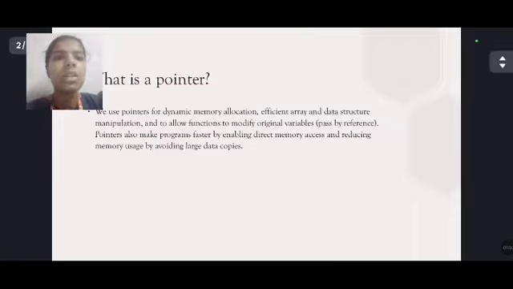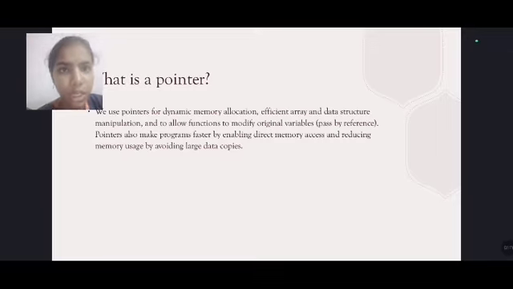Now let us discuss what a pointer is. We use pointers for dynamic memory allocation, efficient array and data structure manipulation, and to allow functions to modify original variables. It is passed by reference. Pointers also make programs faster by enabling direct memory access and reducing memory usage by avoiding large data copies.